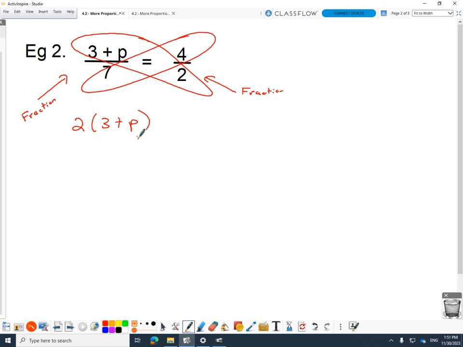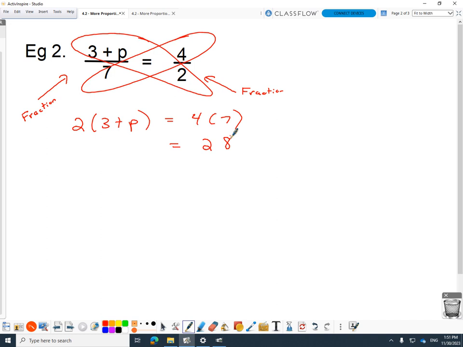What's the other bracket? 4 bracket 7 or 7 bracket 4. Those will give the same answer, so no problem there. And then 4 times 7, well, you get your calculator out. What's 4 times 7? It's 28.